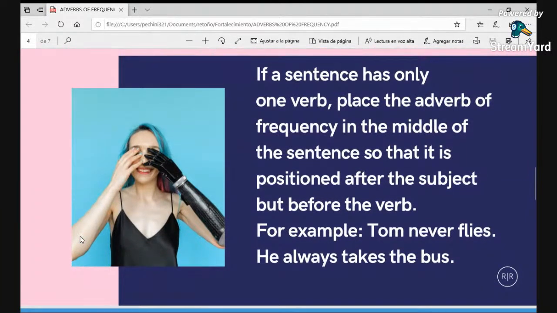There are a few rules that we need to follow in order to include them in a sentence. For example, if a sentence has only one verb, you have to place the adverb of frequency in the middle of the sentence, so it has to be after the subject but before the verb. For example, Tom never flies. He always takes a bus.